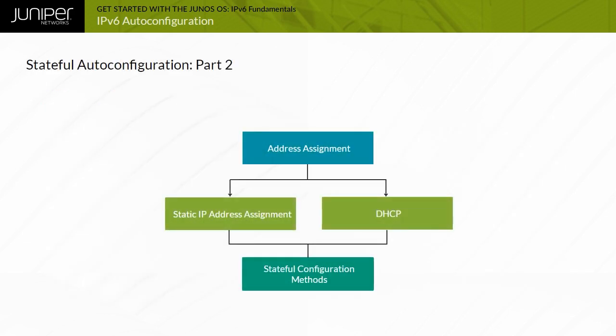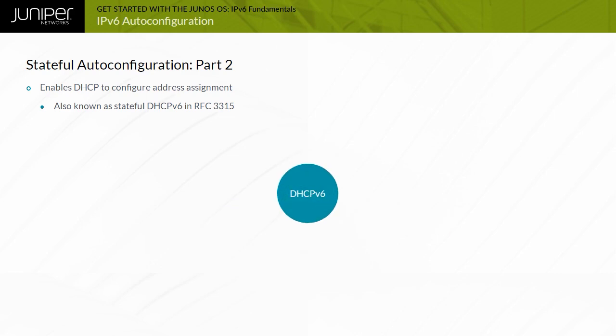If stateless autoconfiguration is not desired, an administrator can manually assign a static address to a node. DHCP is also available. In IPv6, DHCP is known as stateful DHCPv6, and RFC 3315 defines it. Several reasons exist to configure DHCPv6.